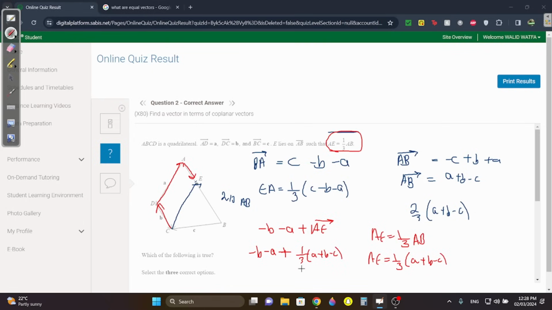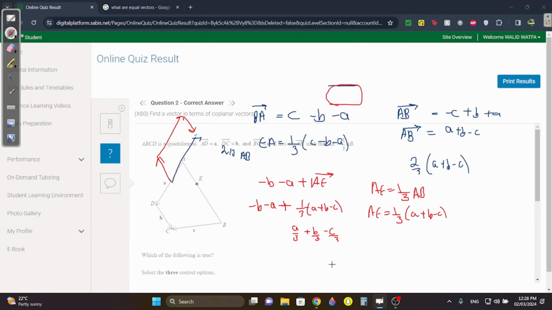1 over 3 A plus B minus C is the same as saying A over 3 plus B over 3 minus C over 3. Let me take this up. Okay? Because you're distributing the 1 over 3. And you have minus B minus A.